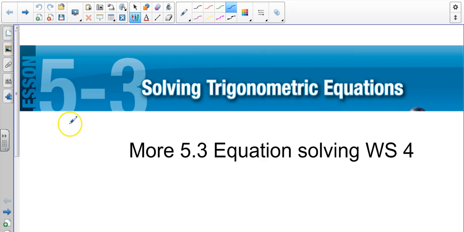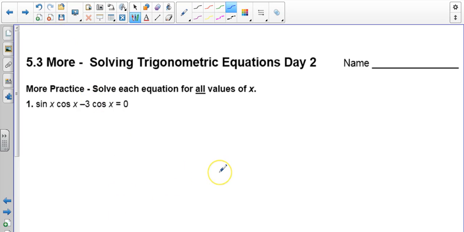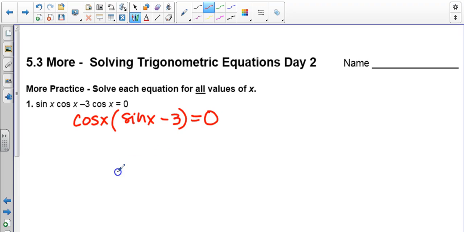Everybody have out worksheet 4A? All right, it starts out with some review from yesterday. Anybody have a suggestion or want to come up to the board and do this one? Take a cosine out. What will it say then, Journey? Good job. Then what? Yep, we can play the take your turn being equal to 0 game, right? Cosine of x equals 0, sine of x minus 3 equals 0, or sine equals 3.